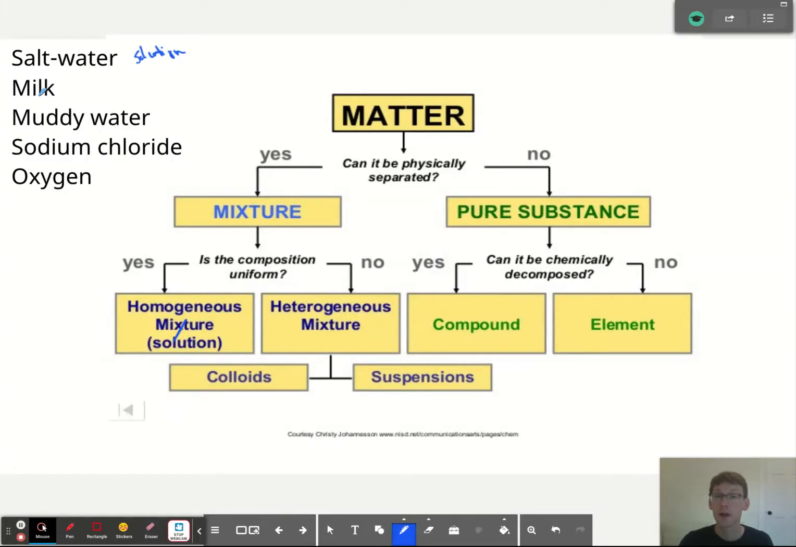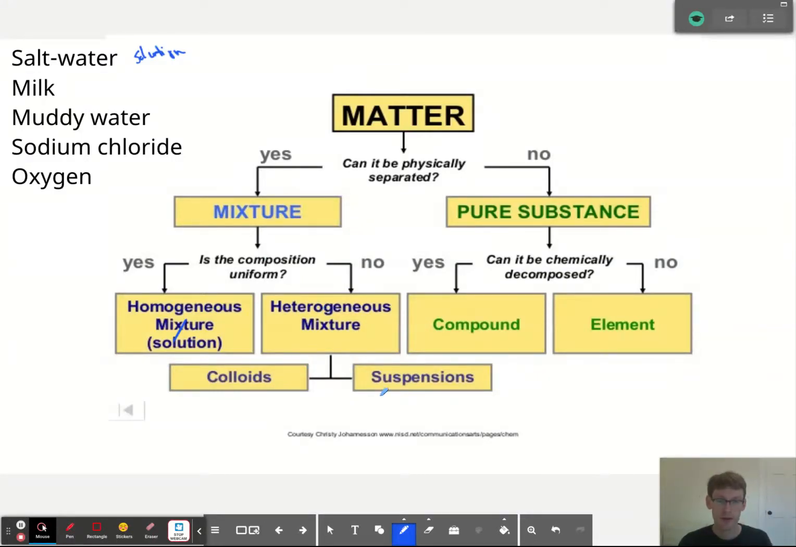Okay, so milk is the next thing that we're going to categorize. So can milk be physically separated? Absolutely. You could put milk in a centrifuge, which you may have learned about in biology. You could spin it around and you would get proteins, for the most part, I think, that will be at the bottom of the tube, and there will be more of a liquidy substance at the top. So it is definitely a mixture. Now, is the composition uniform? This is where it gets a little bit tricky, because we're going to say that it is not uniform, and that puts it into the heterogeneous mixture category.